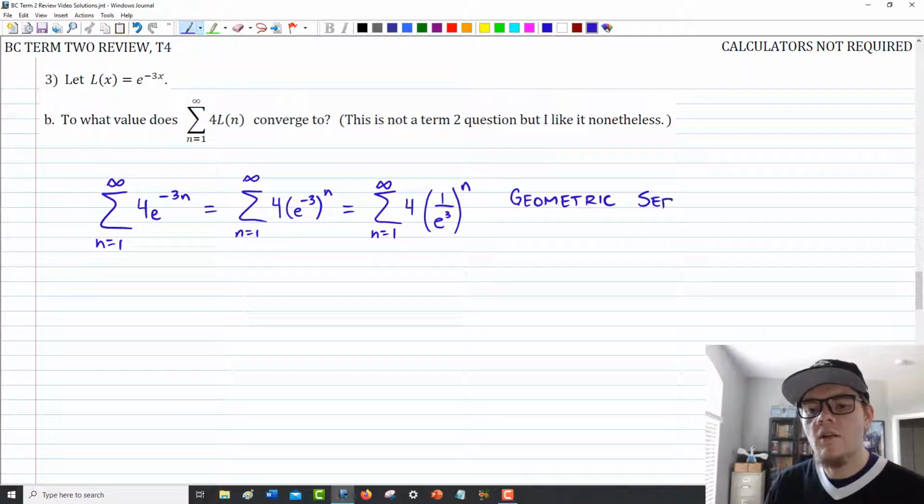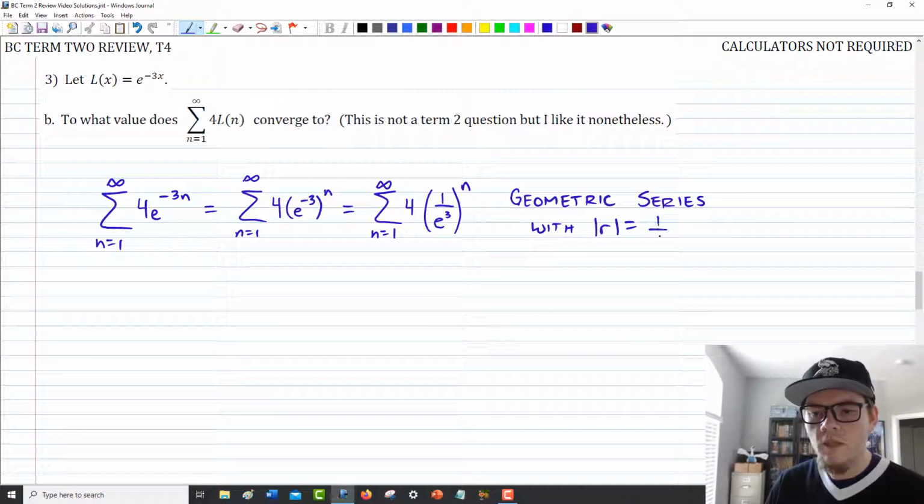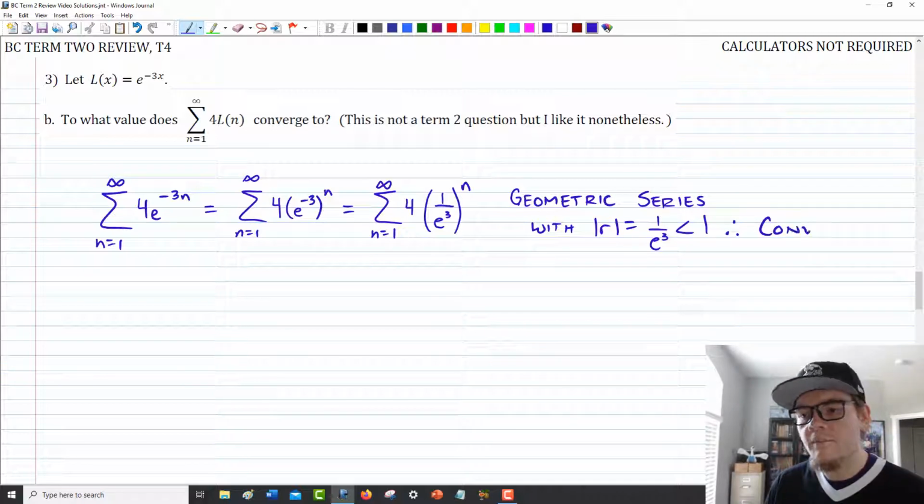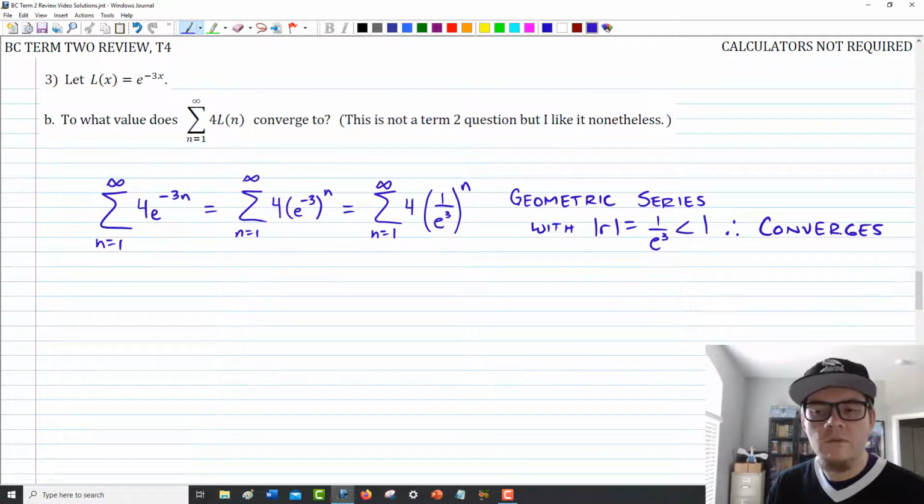And in particular, it's not only a geometric series, it's a geometric series that has its common ratio equal to 1 over e cubed, which is clearly less than 1. So in fact, the magnitude of that ratio is less than 1. That means that the series converges, which is great information, but we didn't want to settle for just stating that it converges. We want to find what it actually converges to.